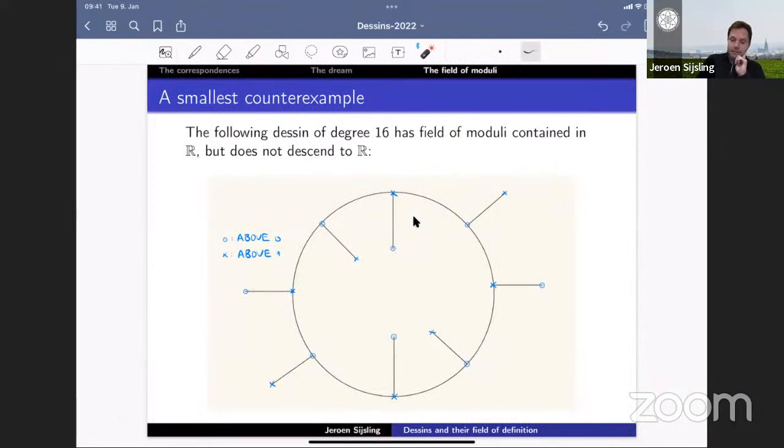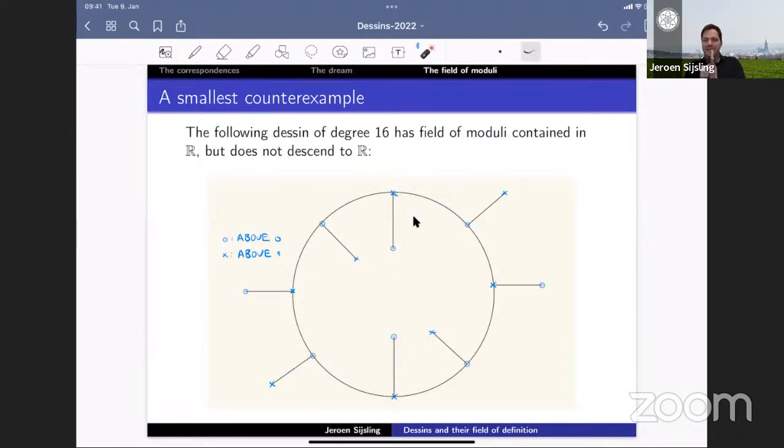This is the sample, of degree 16. Because you can count the edges, there's 16 of them, it's just 4 times these 4. Now my claim is this thing has field of moduli contained in R but does not descend to R. Because in fact, you can see what happens if you reflect this dessin over the horizontal axis, for example. You get the same dessin, but it's turned by a quarter, counterclockwise I think. If you reflect it, it's isomorphic to itself, but by a quarter turn.